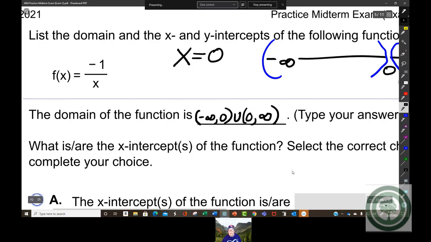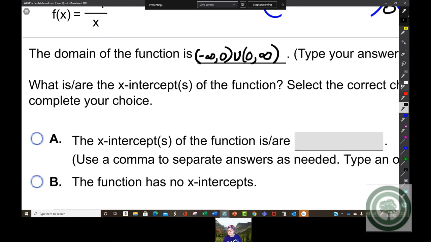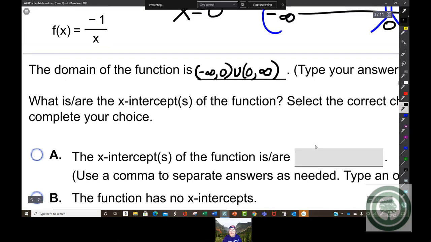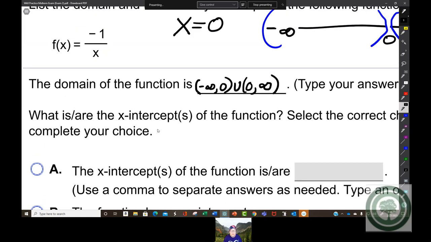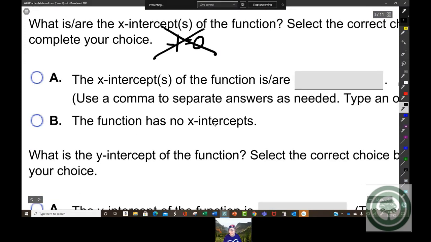What are the x-intercepts? To find the x-intercepts, we set the numerator equal to 0 and solve for x. The numerator is negative 1. If I set negative 1 equal to 0, I'm saying that the number negative 1 equals the number 0, and that's false. There is no x to solve for. Therefore, there is no x-intercept.